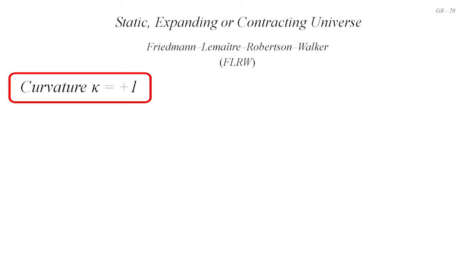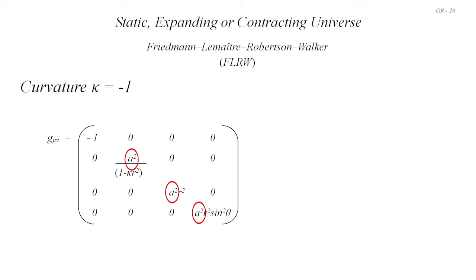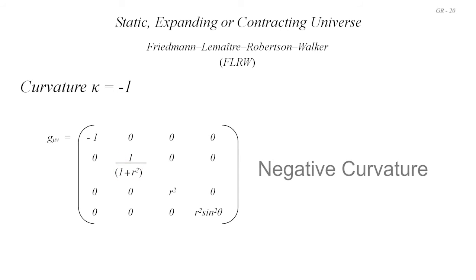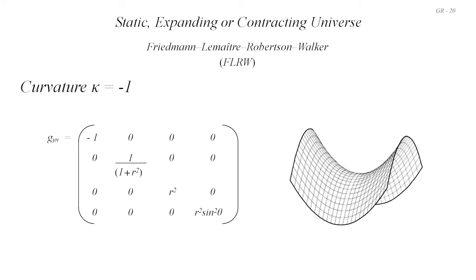Thirdly, of course, we could consider the situation where kappa could be -1. And again, we put the expansion coefficient a equal to 1 in this metric in order to simplify things. In this case, the radial measurement is again curved, but in a different way. It means that the space being measured can be said to have a negative curvature, as illustrated here by this saddle shape for 2 dimensions.